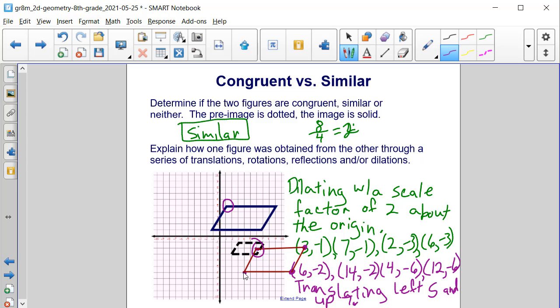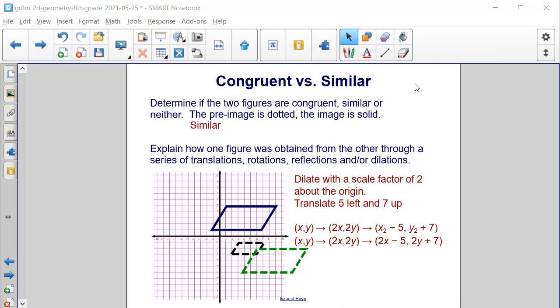And we can verify that with this one too. So left 5, 1, 2, 3, 4, 5, up 7, 1, 2, 3, 4, 5, 6, 7. Yep. So these are our final answers for this question.